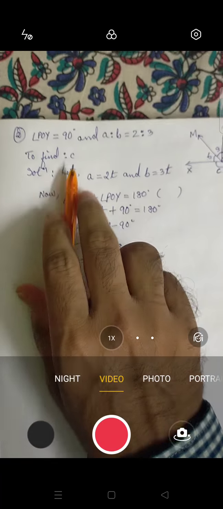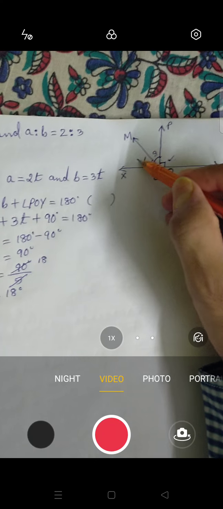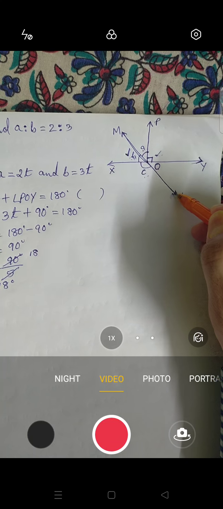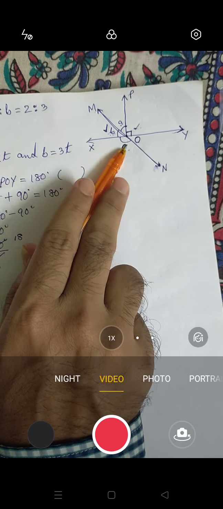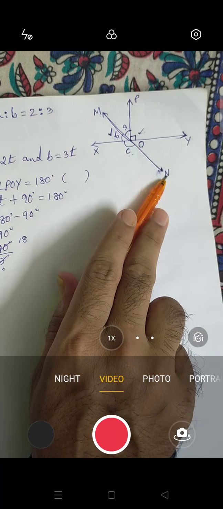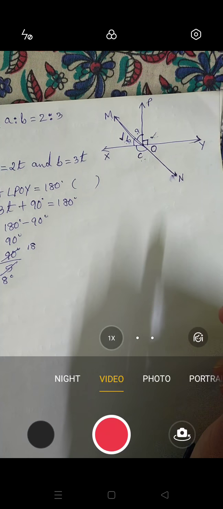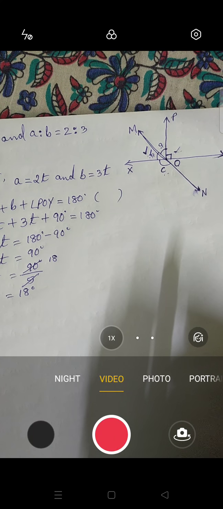Now in the question you need to find C. Once you know the value of B, can I say that B and C, if I add, I will be getting 180 degree because this is a straight line. You can see this is a straight line. So this angle and this angle, if I add, I will be getting 180 degree because MN is a straight line. What will be the reason? If you are thinking a linear pair, that is correct. If you are thinking straight angle, then that will be wrong, because in straight angle at least more than 2 angles must be there. You have to understand this very carefully.